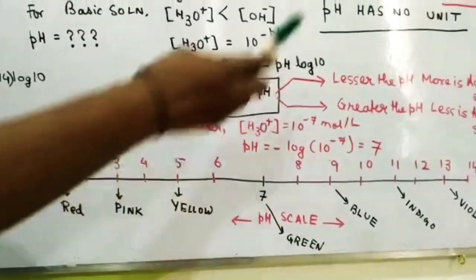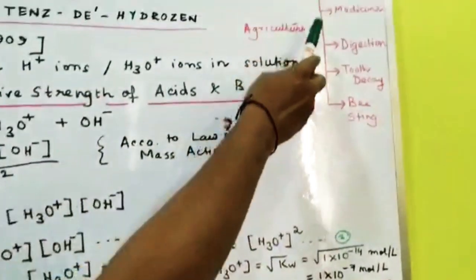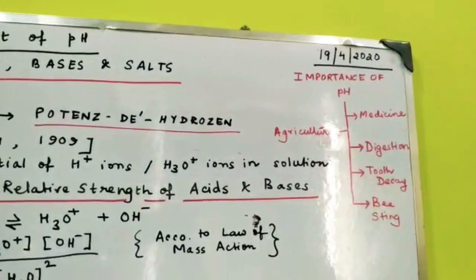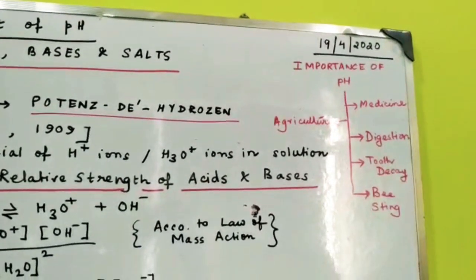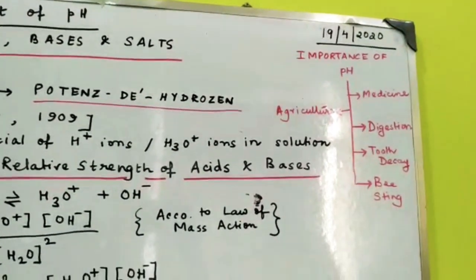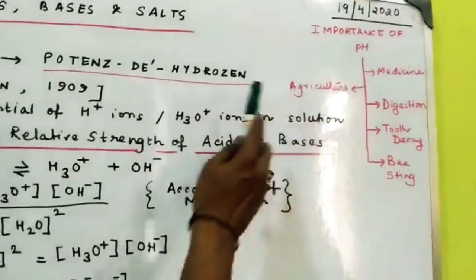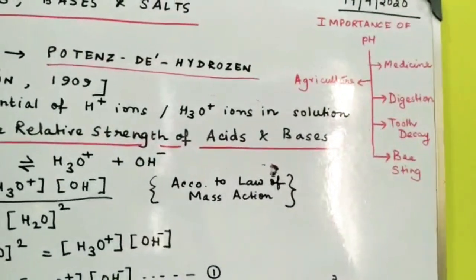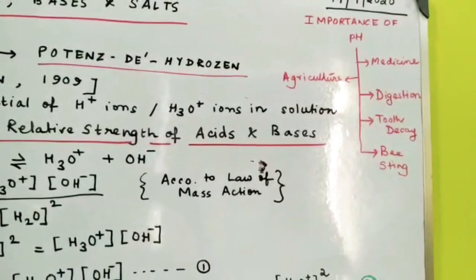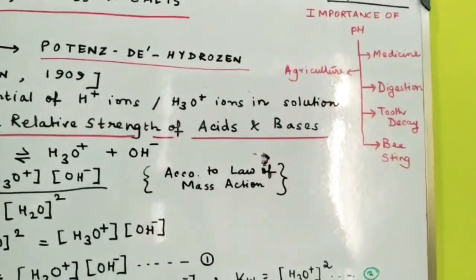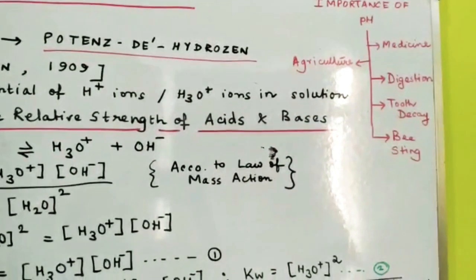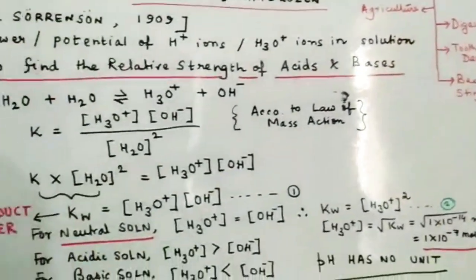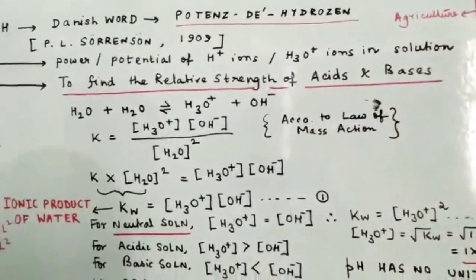Now, what is the importance of pH? pH has enormous importance in our life, like in medicine. Various medicines are administered based upon the pH; they are prepared based upon the pH value. In the agricultural industry, the type of soil, which type of soil is suitable for growth of specific crops, depends on the pH. Rice and sugarcane grow at a certain pH, at an acidic pH.